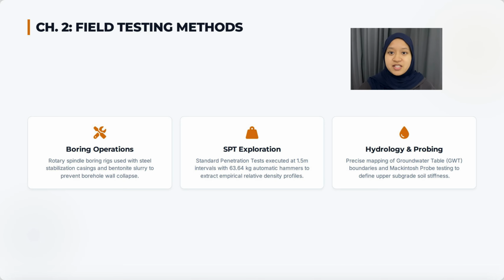The second method is SPT exploration, or standard penetration test. This test was carried out at 1.5 meter intervals using a 63.5 kg hammer. The SPT result helps to determine the relative density and strength of the soil. A higher SPT value indicates denser and stronger soil. The third method is hydrology and probing. This involves identifying the groundwater table and carrying out the Mackintosh probe test to check the stiffness of the upper soil layer. Overall, these field tests are important because they provide the required soil data for excavation planning, groundwater control, and foundation design.